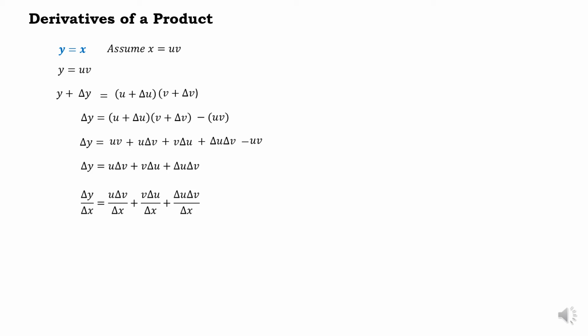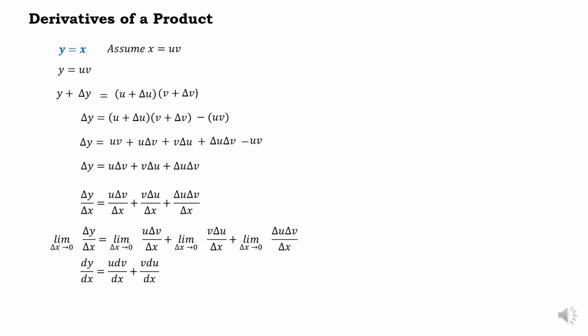Divide the entire equation by increment of x, then establish the limit as increment of x approaches 0 of increment of y all over increment of x, which is equal to the sum of the limit as change in x approaches 0 of u times increment of v all over increment of x and v increment of u all over increment of x. Or the derivative of y with respect to x is equal to u times the derivative of v with respect to x plus v times the derivative of u with respect to x.